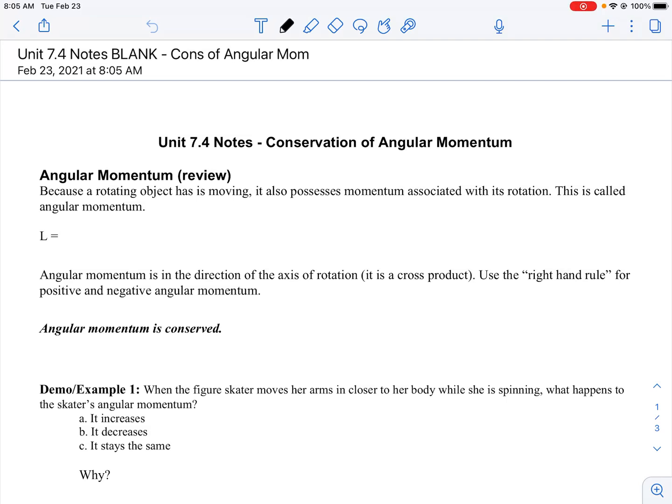Here are the notes for Unit 7.4, Conservation of Angular Momentum. First, let's talk about what angular momentum is.